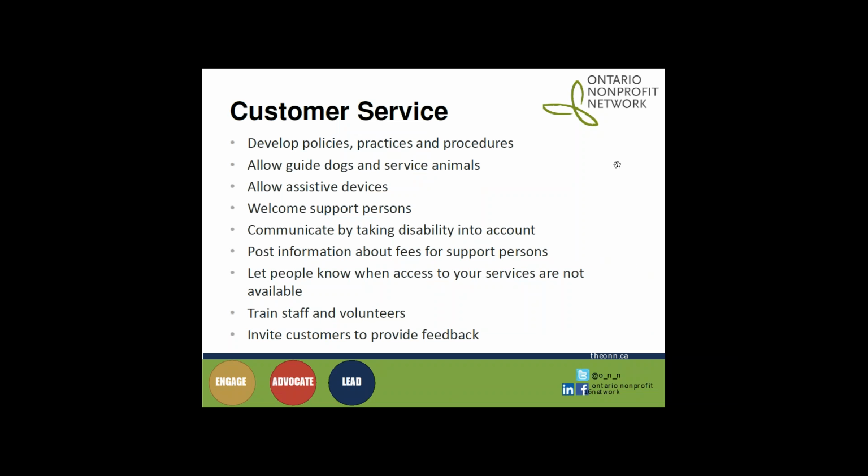So let's start off with a customer service standard. This standard is really about influencing attitudes and behaviors and getting organizations to really think about how they interact with their customers or their clients in such a way that, again, when we think about 70% of disabilities are invisible, many of us will have clients or customers that may have a disability that we're not aware of.